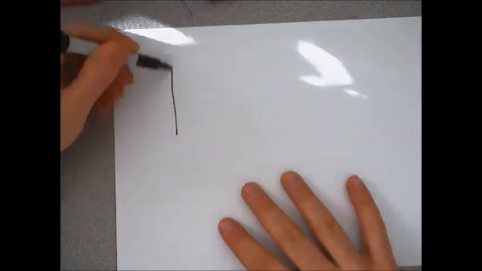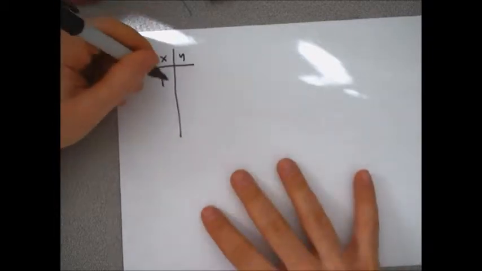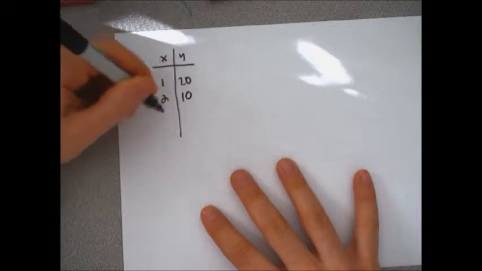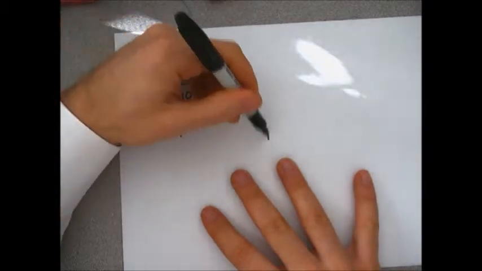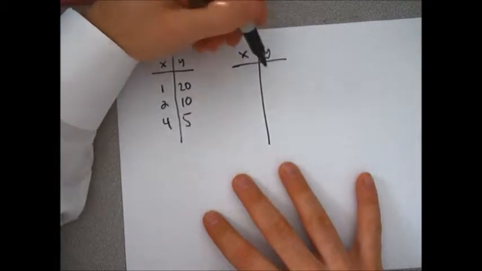Okay, next we're going to look at tables and try to figure out if they are directly varying, inversely varying, or not varying at all. So let's draw two tables here, x and y.